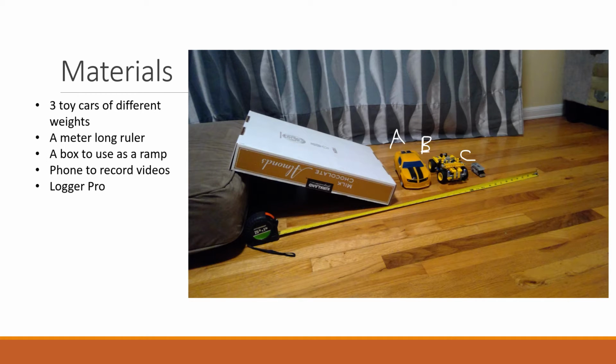So to get started, the materials I used during this project are 3 toy cars of different weights, a meter-long ruler, a box to use as a ramp, a phone to record videos, and the Logger Pro program. I also attached a photo to give a visual representation of the materials and so that we can see what the setup looks like. As you can see, there are 3 toy cars and I labeled them car A, car B, and car C to help differentiate them as we move along this project.